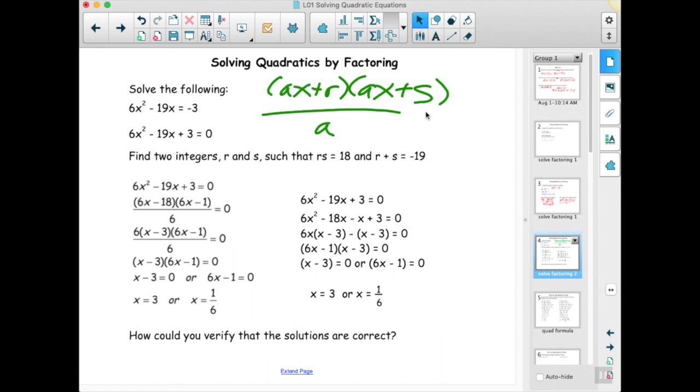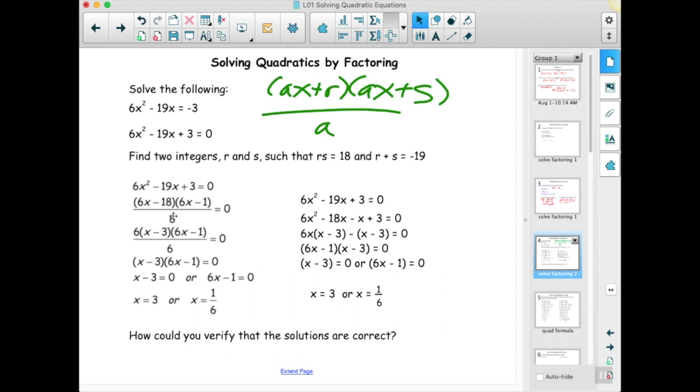So using this method, which I think is faster, and that's the method I would like you to use, 6x minus 18, plugging into here. 6x minus 1, plugging into here. Our number 1 in here, negative 18, number 2 in there, negative 1, all divided by a, all divided by 6.